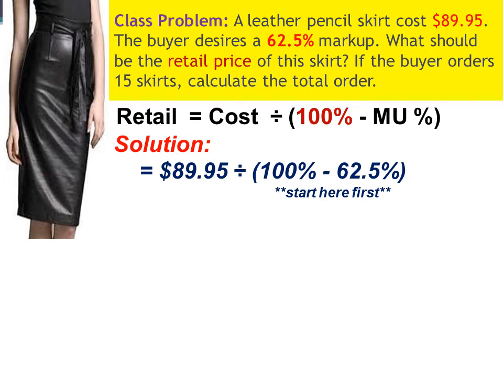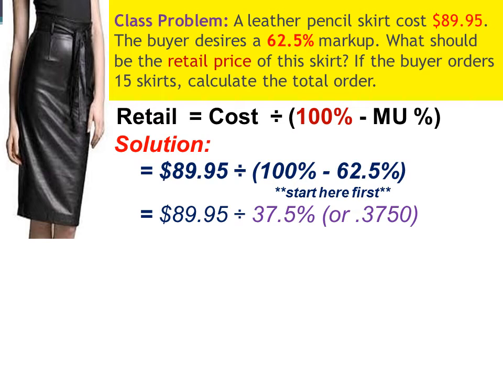So the first thing we need to do is determine our retail price. Remember, the formula is your cost divided by parentheses 100% minus your markup percent. So you're going to lay it out like this: $89.95 divided by 100% minus your 62.5% markup. Remember, always start within the parentheses first, your order of operations. So the next breakdown of the formula is $89.95 divided by 37.5%, which was the deduction of the 100% minus the 62.5%.